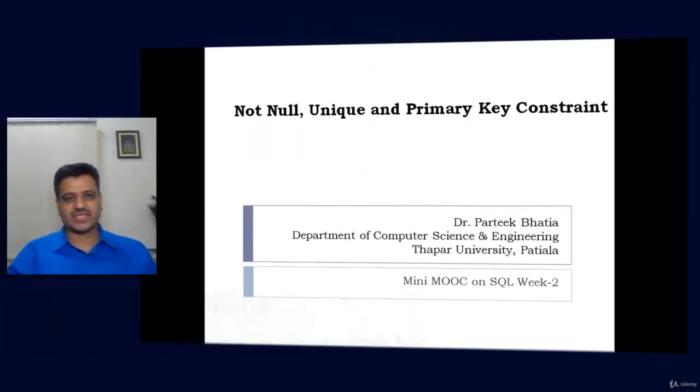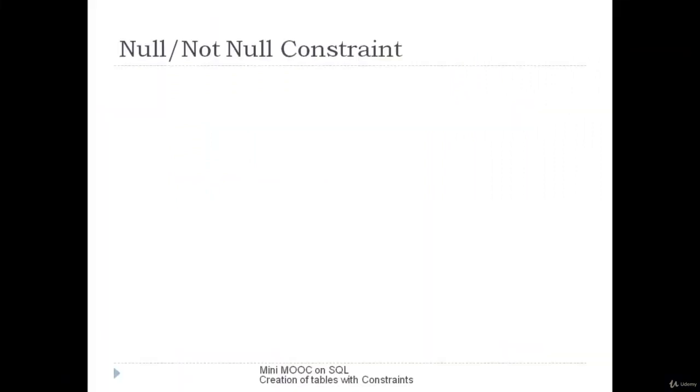Hi, welcome to this session on type of constraints. In this session, we will discuss not null, unique and primary key constraints. Let's start this session. First type of constraint is null or not null constraint.